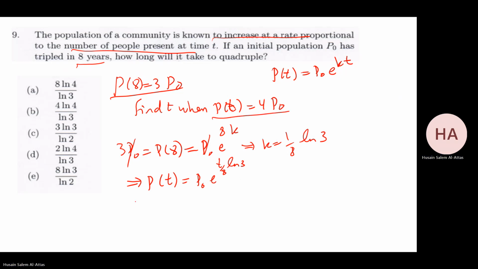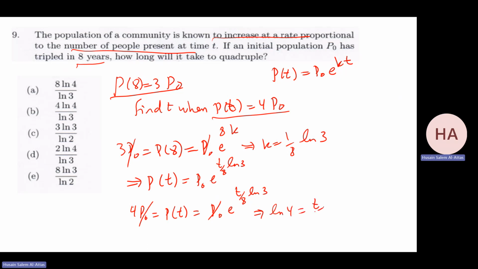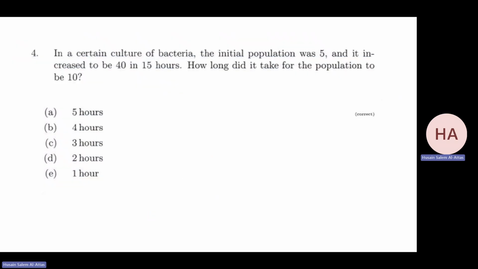Substitute this. So I have 4P0 to find t equal P of t, which is P0 e^(t/8 ln 3). Cancel, take ln. I have ln 4 equal t/8 ln 3. So it will be t equal 8 ln 4 over ln 3, which is this. Easy ones. I think now we are familiar with what's going on. This is B at 0.5, 40 in 15 hours. So B15 equal 40.